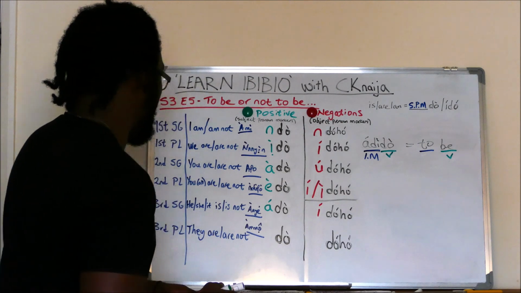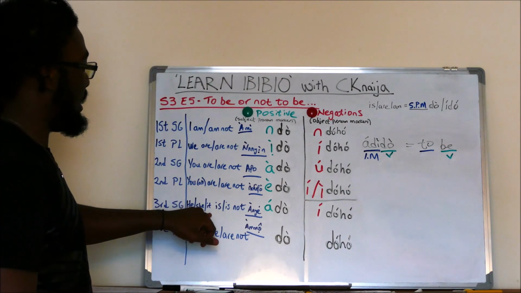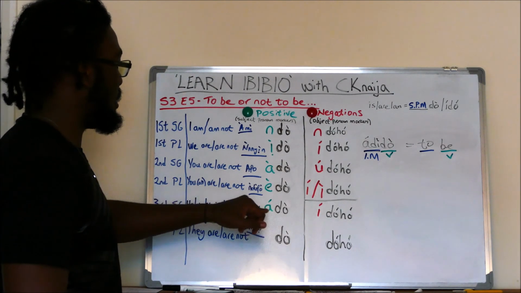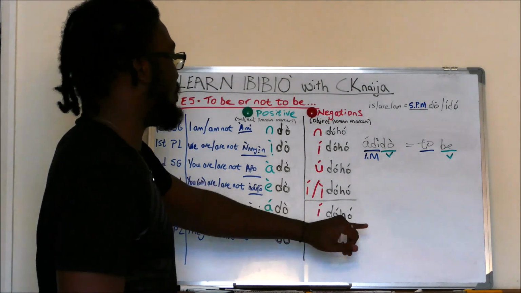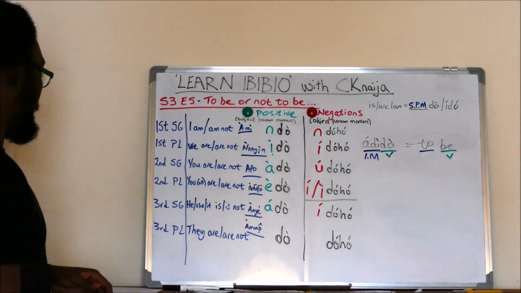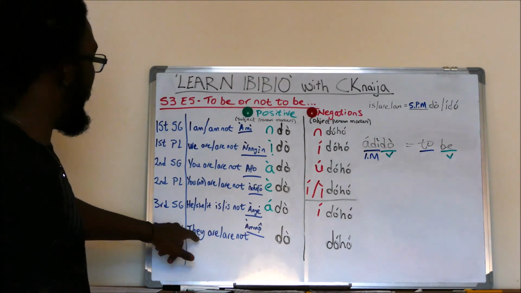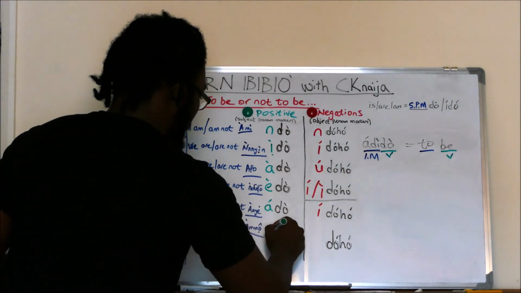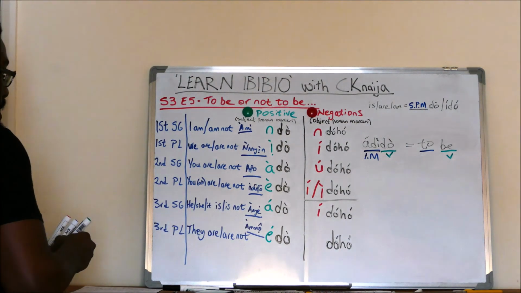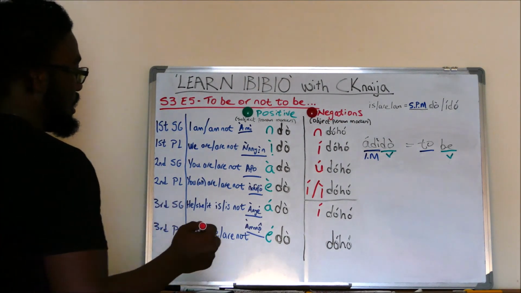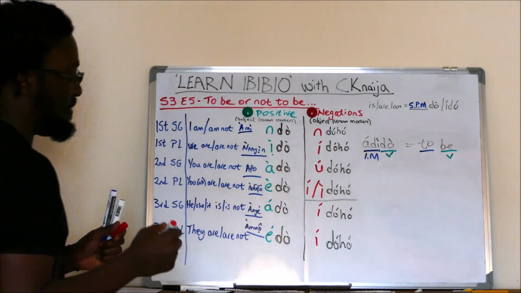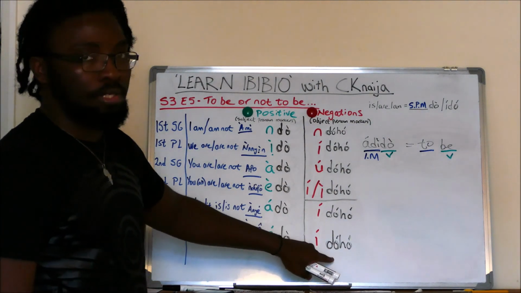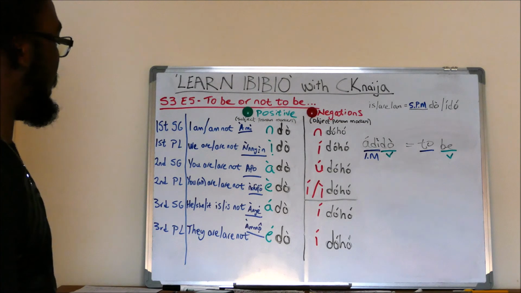So now, we've already done the third person singular, he, she, or it. Anye, ado. He, she, or it is. And anye ido, he, she, or it is not, right? Last one, they are. Ammo, edo, with a high tone. Ammo, ido, again with a high tone. High tone I. Ammo, edo, they are. Ammo, ido, and that's the negation for that.